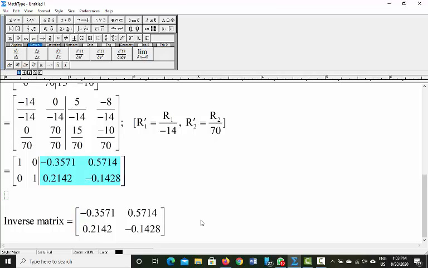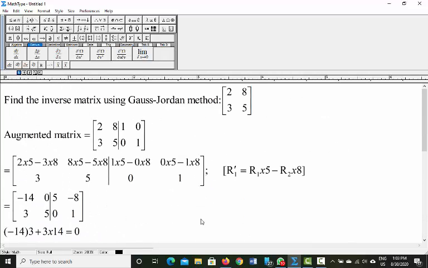If you want to check whether your answer is correct, you can use your calculator to check it. What was the original matrix? This was the original matrix. To check the answer, you can press mode in your calculator and then choose the matrix option.